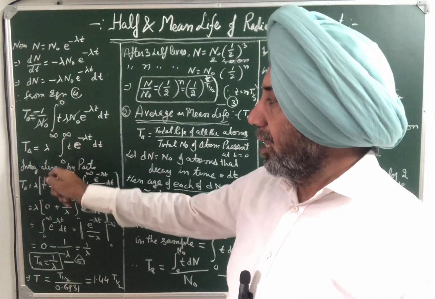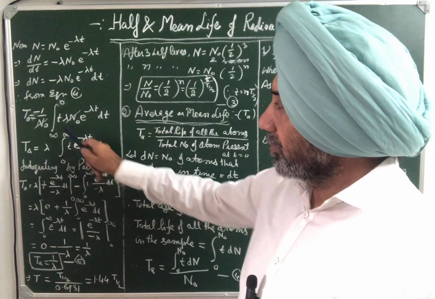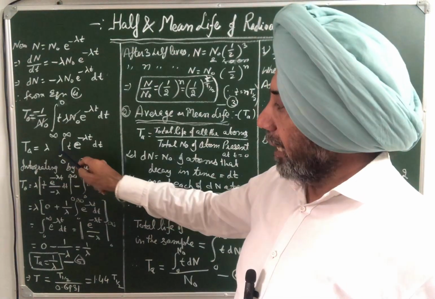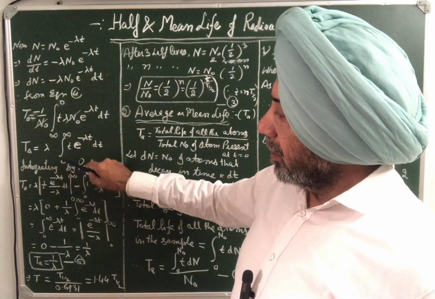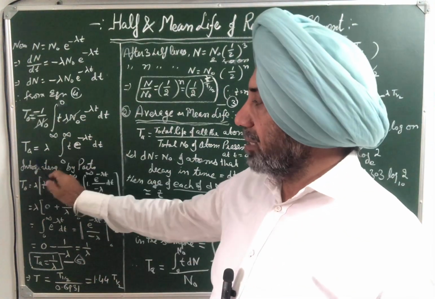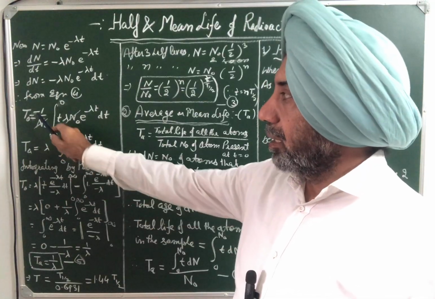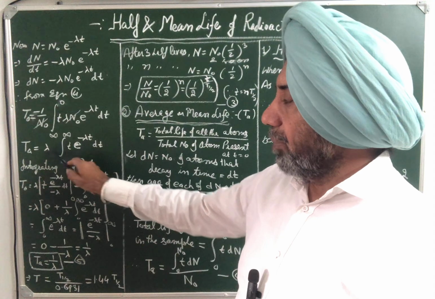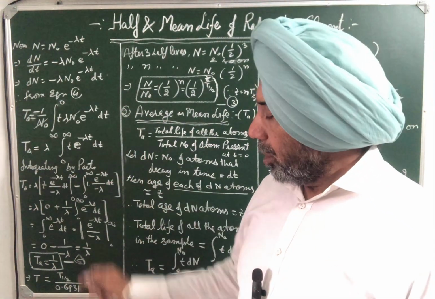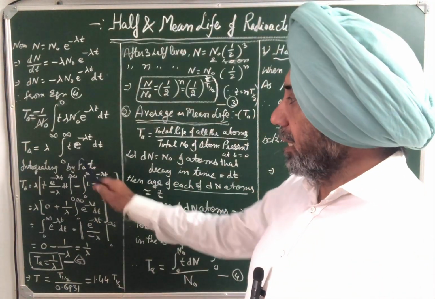N0 cancels, and t average comes out to lambda, which can be taken outside the integration. This minus sign can be replaced by taking integration 0 to infinity instead of infinity to 0. So we have t average equal to lambda integral 0 to infinity, reverse the limits, negative sign is absorbed. So lambda integral 0 to infinity t e raised to minus lambda t dt. Now this is a product of two functions. Now we have to integrate it by parts.